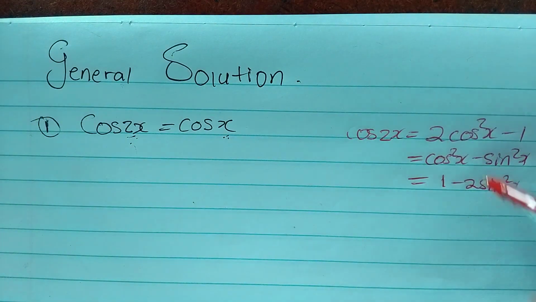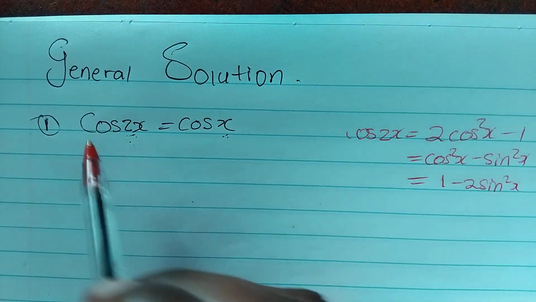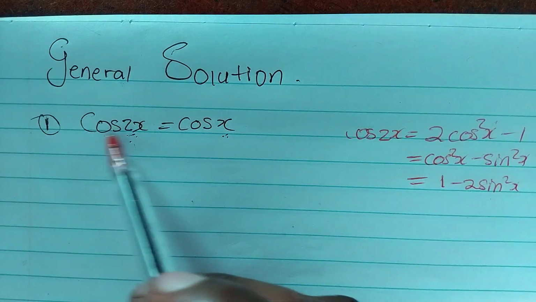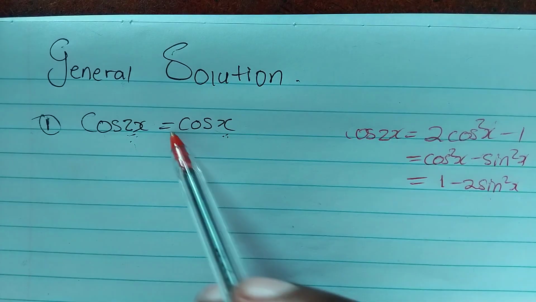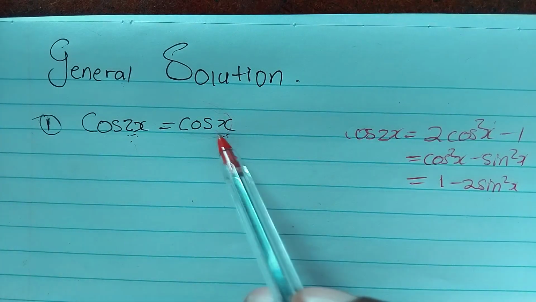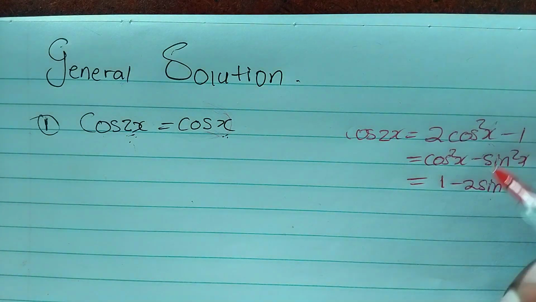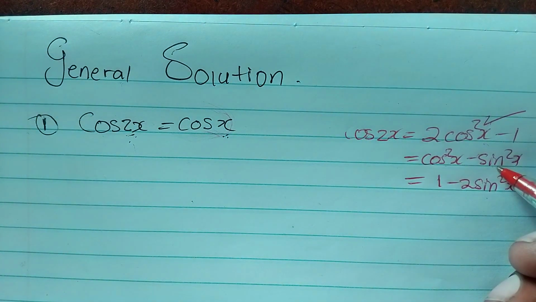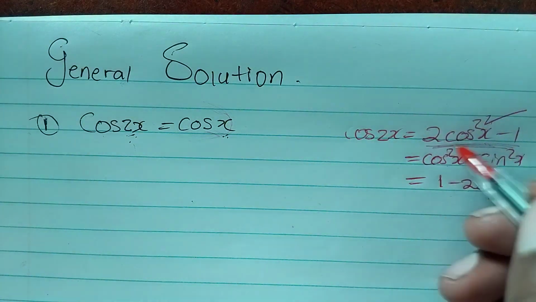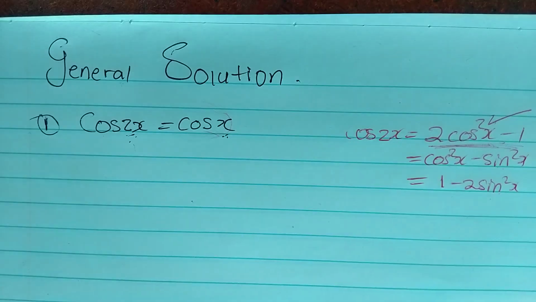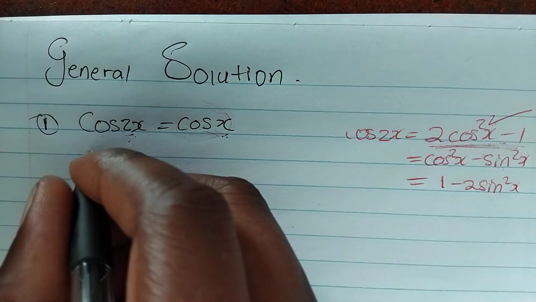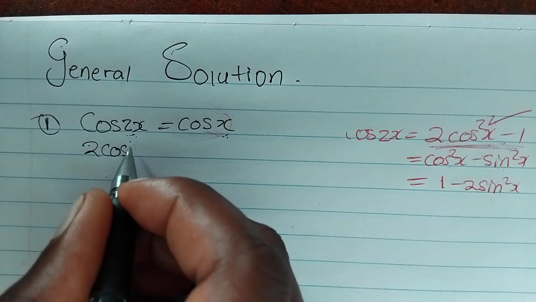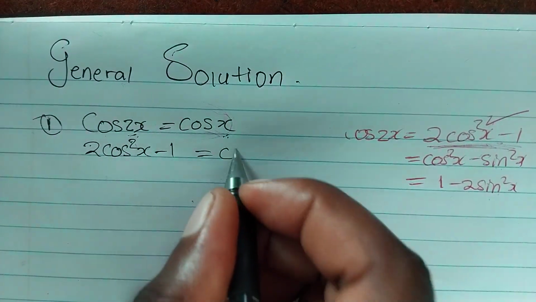So if you have this, you have to check here, what do you have? If you change this, can I change into this one or this one or this one? So what I do here is check that you have only cos here. That means you change it to the one that has only cos. The first one has only cos, this one has cos and sine, this one has sine. So the best one to change to is this one, because it has only cos. So you write this into it. This will be 2 cos squared x minus 1 equal to cos x.